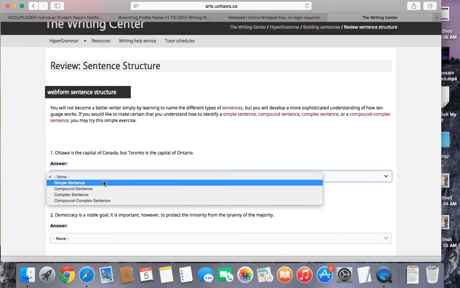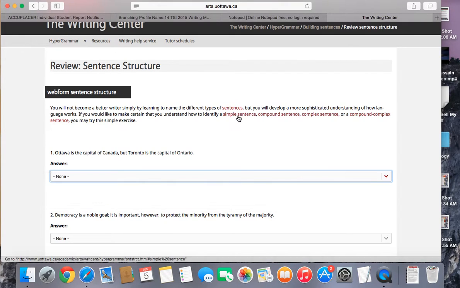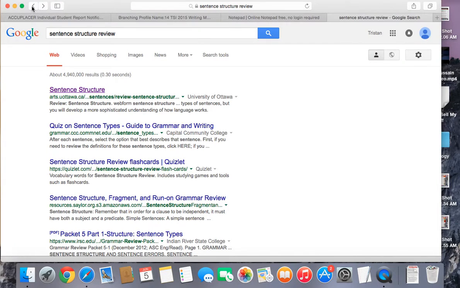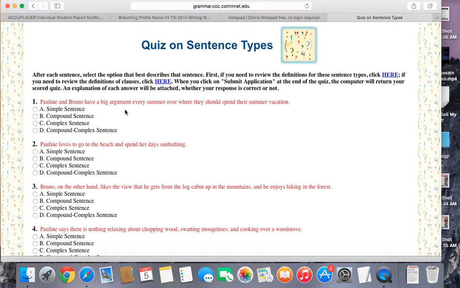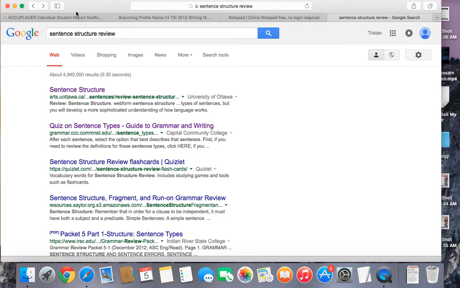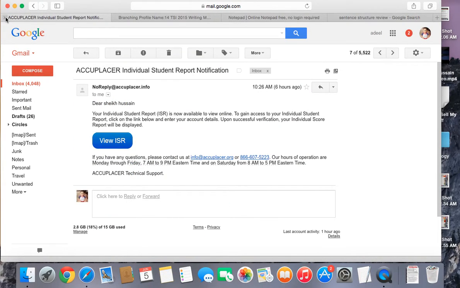So, simple sentences. Well, let's go back, because I believe this is not the thing that we're looking for. It's not going to ask you to name the different types of sentences on your test, but for sure you can use this website. But let's move on and see what else there is. Second one. Yeah, I believe this is the same thing. Going to close that out.